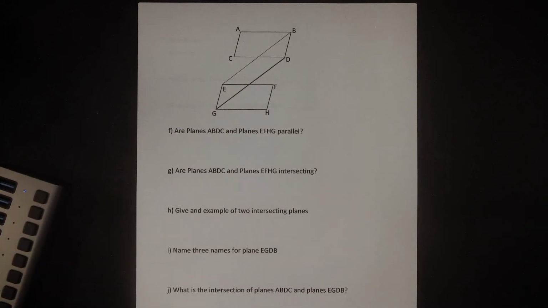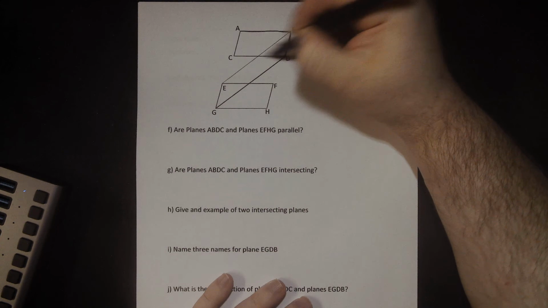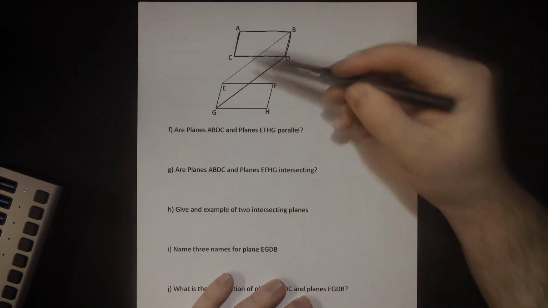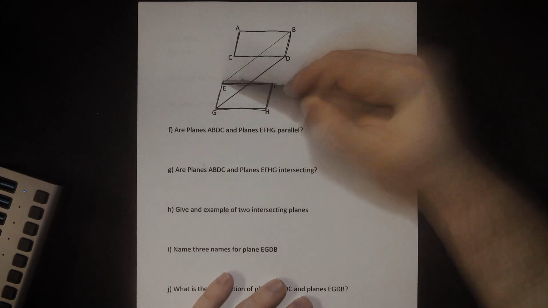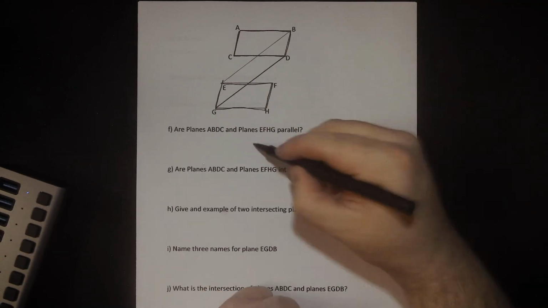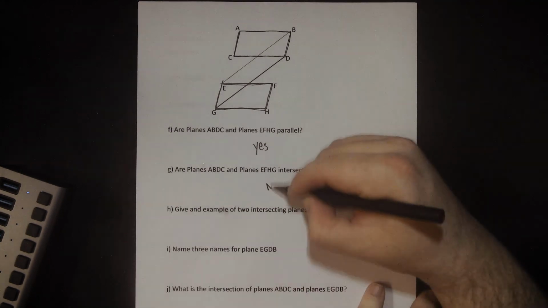Let's talk about this. These are pretty much a lot of true-false questions. Are planes A, B, D, C parallel to E, F, H, G? And the answer to that is yes. They will never cross. They are two flat surfaces that will not cross. The next question says, are they intersecting? Well, if they're parallel, they cannot be intersecting, so the answer is no.